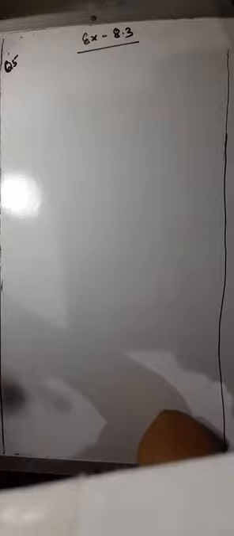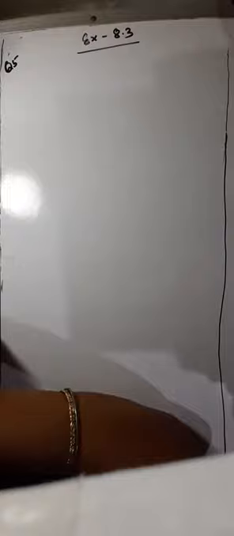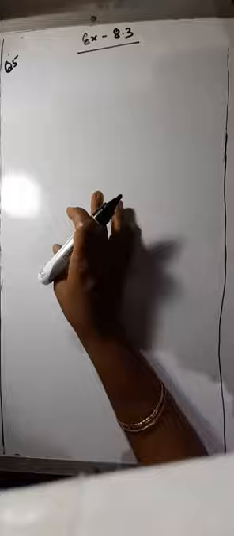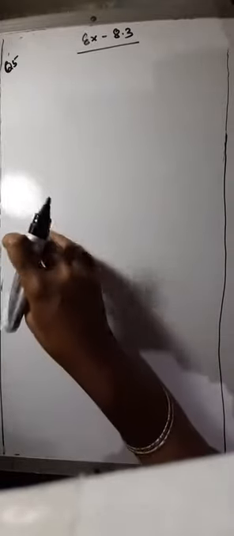Good morning. In exercise 8.3, question number 5, Vasudevan invested 60,000 at an interest rate of 12% per annum compounded half yearly. What amount would he get after 6 months and after 1 year?